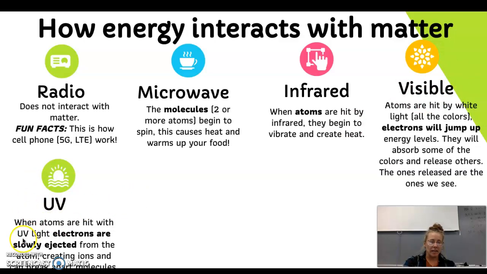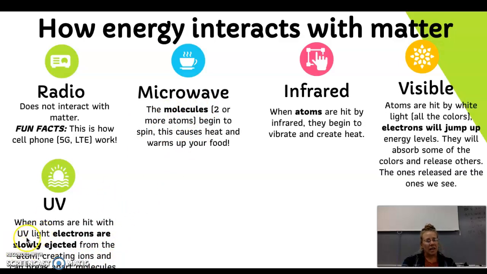And when those UV lights, ultraviolet lights, hit atoms, the electrons are not just jumping up, but they're leaving. They're ejecting from the atom itself. It's losing those electrons. And so if you lose electrons, you're going to become positively charged, and you become an ion, right? So if you lose something negative, you're becoming positive, and we're creating ions. And ions are very important in creating bonds. So if you start to lose your electrons, you're not going to be able to create your bonds anymore. So it's actually going to break those molecules apart, right? Those molecules that are two or more atoms stuck together.